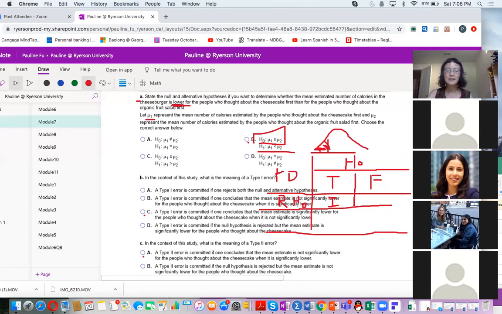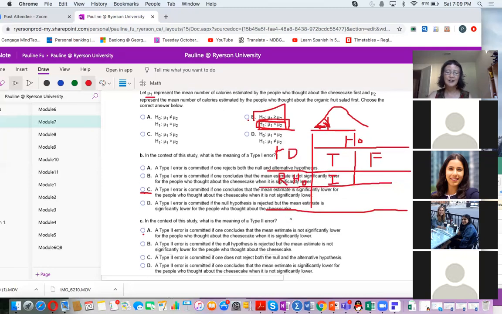So if you read carefully A, B, C, D, C is the correct answer. Type 1 error is committed if one concludes that the mean is significantly lower. See, you are saying H1. Your conclusion is H1. You say the mean is lower, when in fact it is not significantly lower. H0 says mu1 greater than or equal to mu2, which means not significantly lower. Any questions? So this is type 1 error.